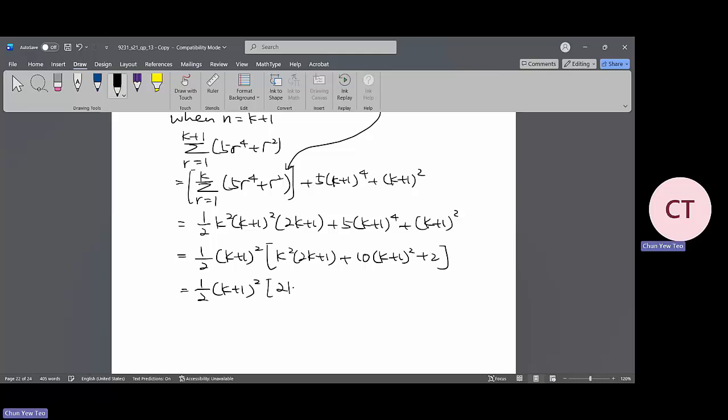You will get 2k³ + 11k² + 20k + 12. Then try to factorize it. You can see that we can factorize the 2k + 3 out.